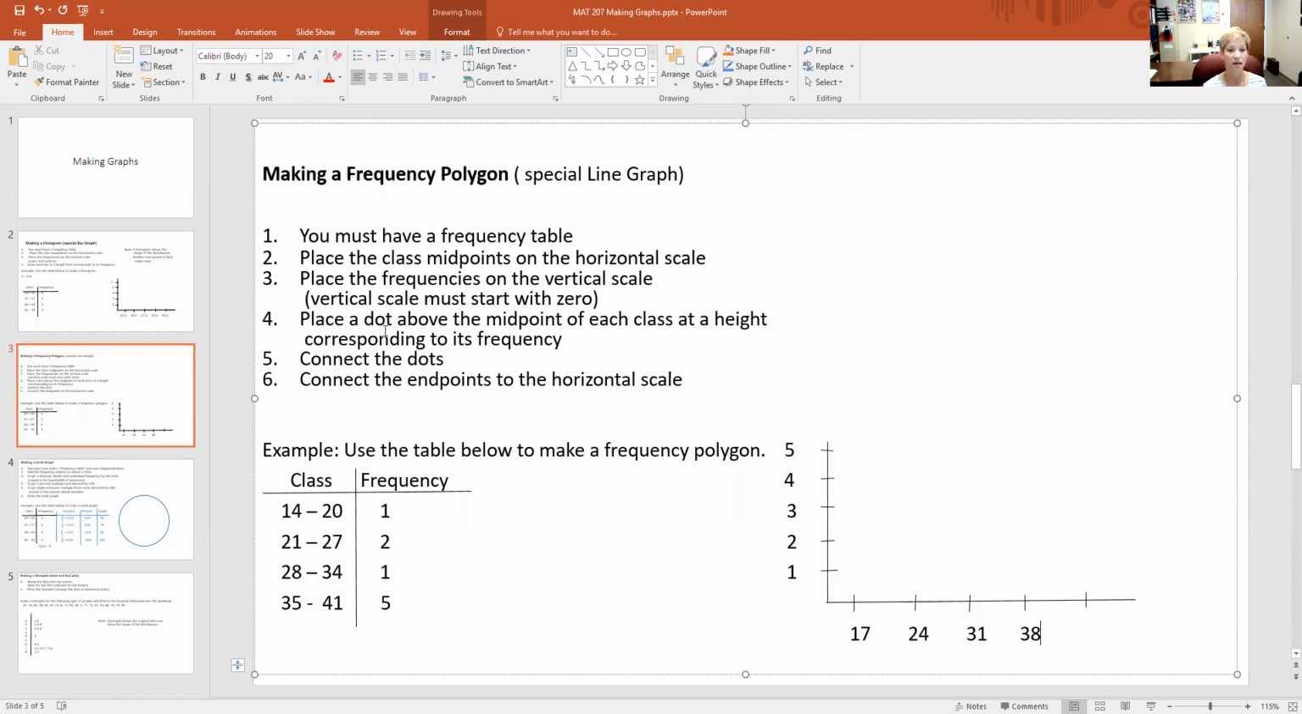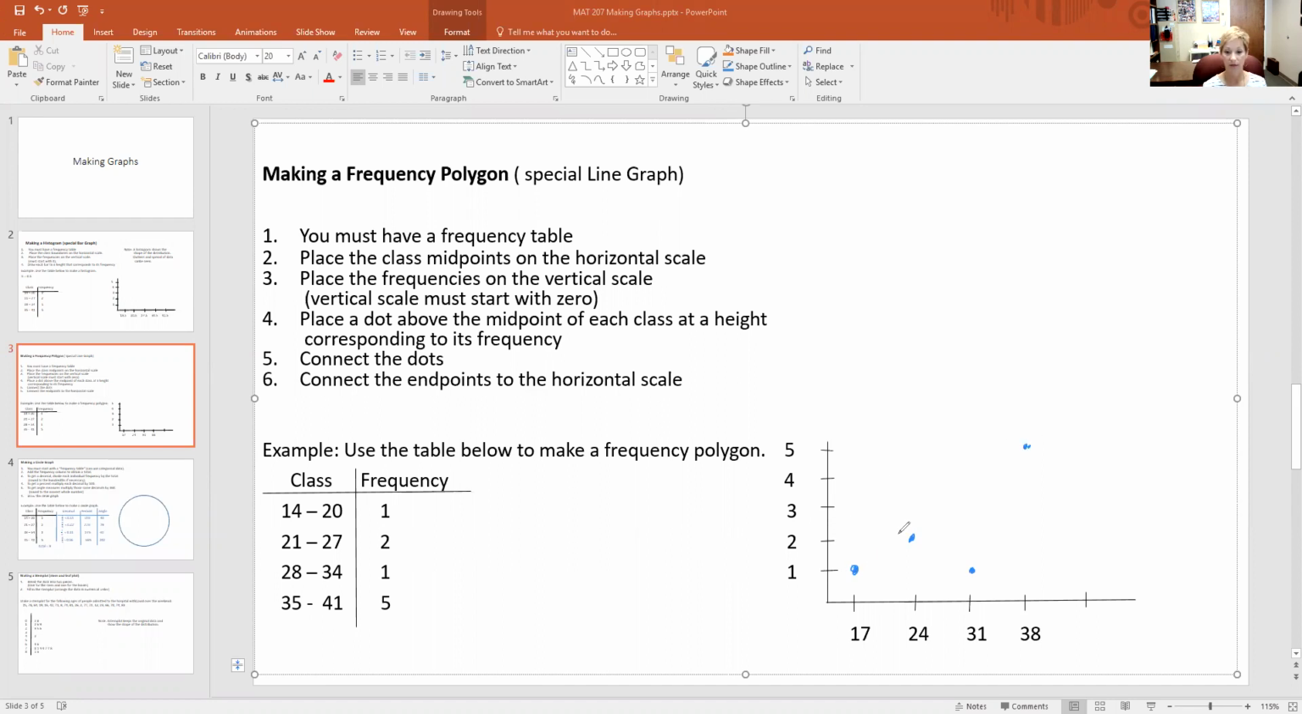Now look what it says. You place a dot above each midpoint at a height that corresponds to its frequency. So this midpoint, 17, is the midpoint of my first class. I put a dot up here at a height of 1. 24 is my midpoint for class 2, and class 2 has a frequency of 2, so I get a dot at 2. My 31 is my midpoint for my third class, so it's got to be a height of 1. And then my last one, my midpoint's 38, and the height goes all the way up to 5.